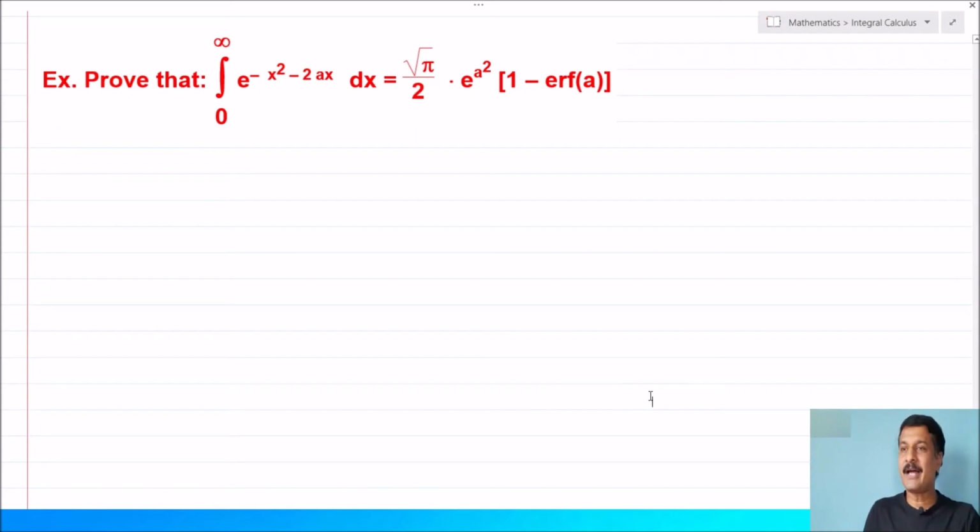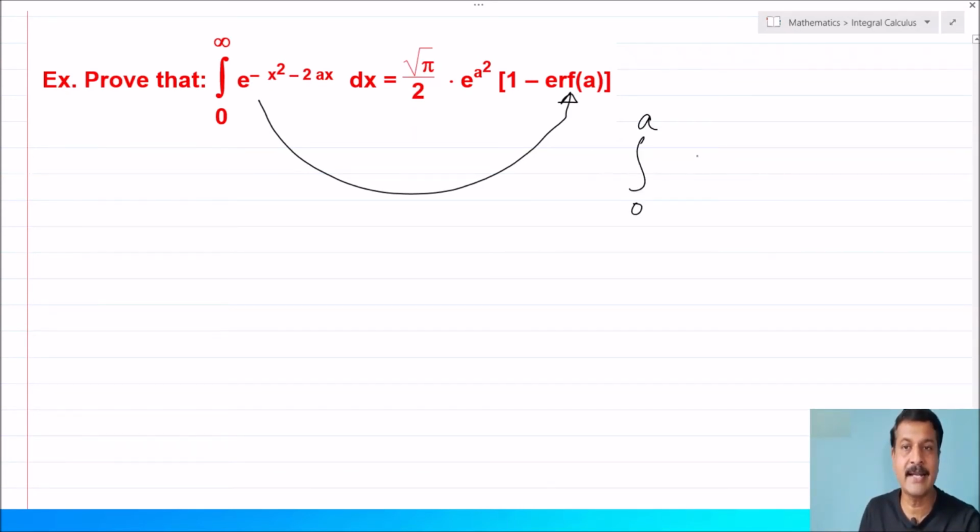So consider a new example now. Prove that integration 0 to infinity e raised to minus x square minus 2ax dx equal to root pi by 2 into e raised to a square into 1 minus error function of a. So how to prove? See, there is a relation with error function of a. If we see the definition of error function of a, I want the integrand to be e raised to minus t square. It means that I want a perfect square of this.